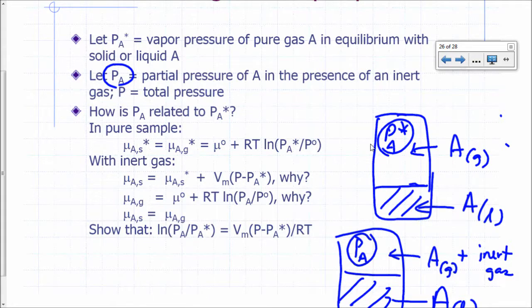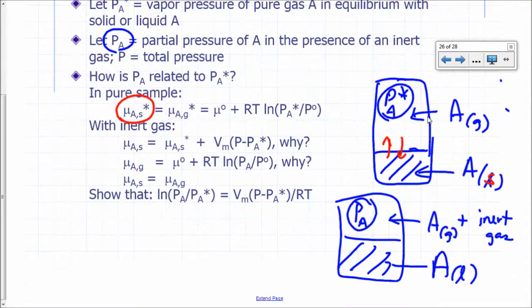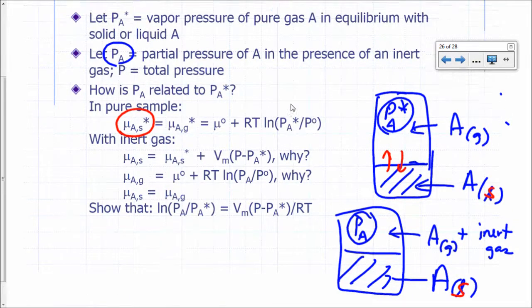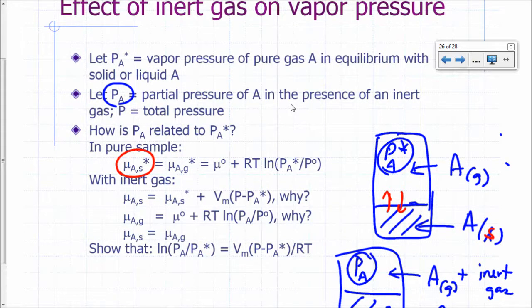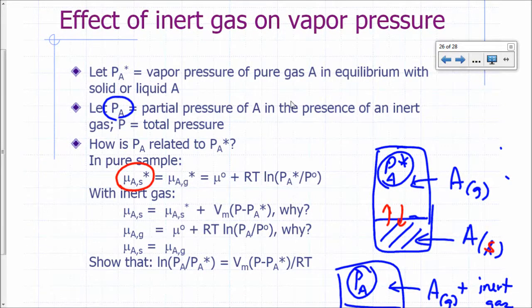Now, in your pure sample, at equilibrium, the chemical potential of A in the solid (I'm doing solid here, but it doesn't really matter, solid or liquid). Let's just assume we're dealing with a solid to gas equilibrium here, and the same analysis can be done with the liquid. So the chemical potential of A in the pure solid would be equal to its chemical potential in the gas, in this situation right here.